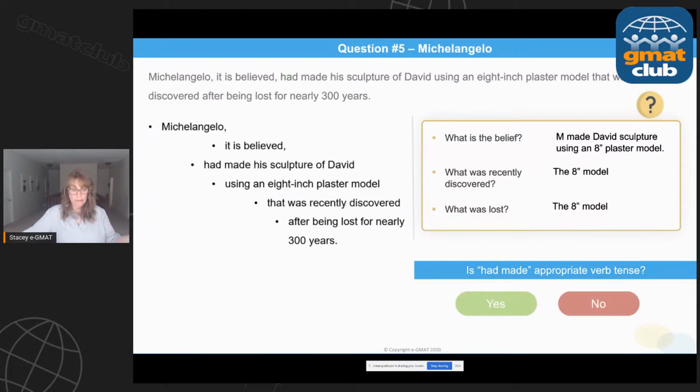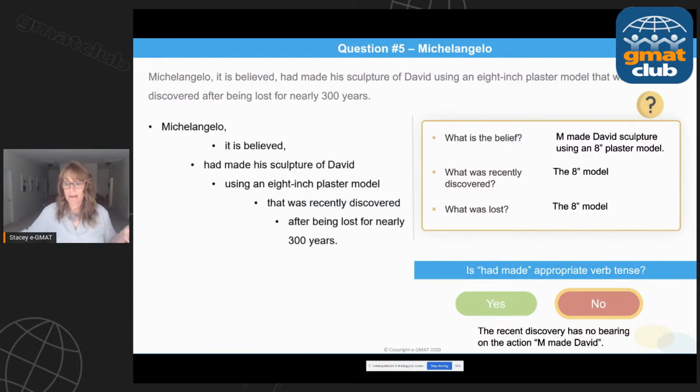That's the first event. All right, and then the model was recently discovered. Again, I'm thinking to myself, well, this was 300 years ago he made this. Does the discovery of the model 300 years later have anything to do with him sculpting the model 300 years ago? No. So the recent discovery has no bearing on the fact that he made it. He made the sculpture, dropped the model. He's dead and gone. 300 years later, we find it. One has nothing to do with the other. So the use of the past perfect is not correct.